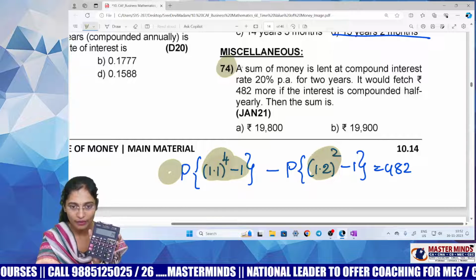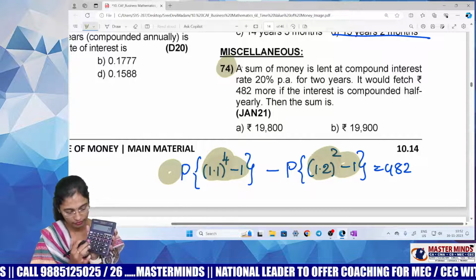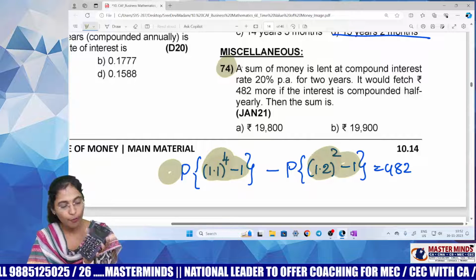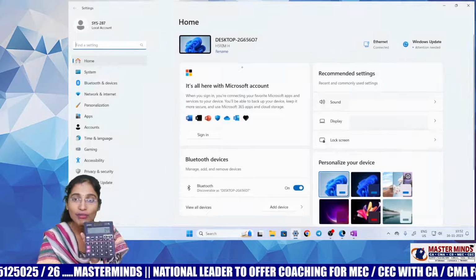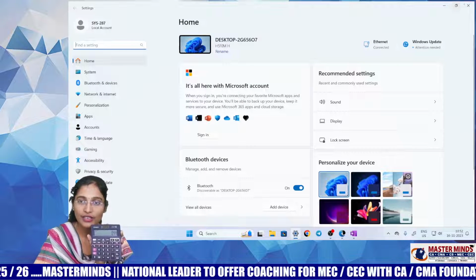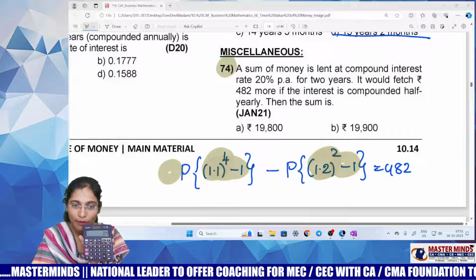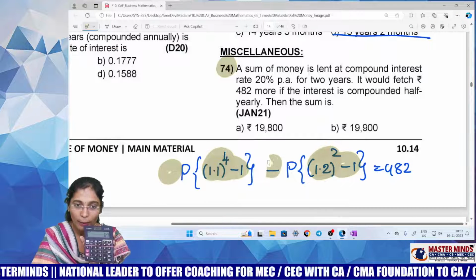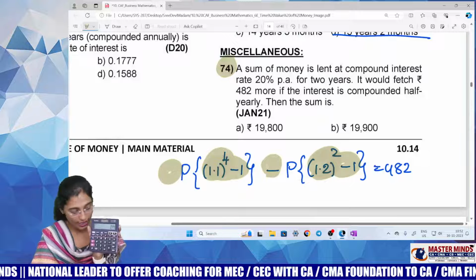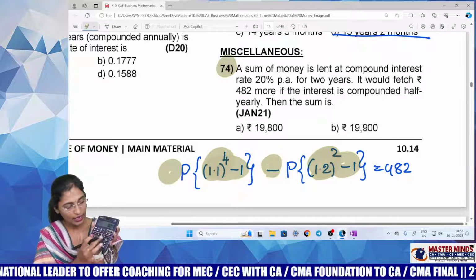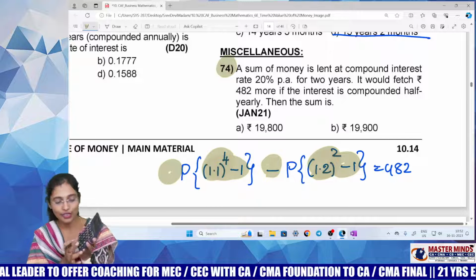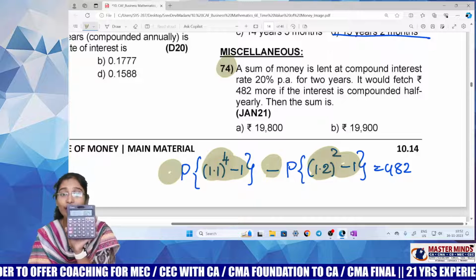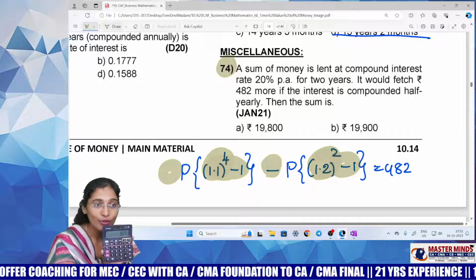Next, minus 1. Did you do it? It is 0.44. What is the symbol before this one? Just a moment guys. The symbol before this one is what? Minus. That's why I'm using M minus MRC. I got 0.0241.